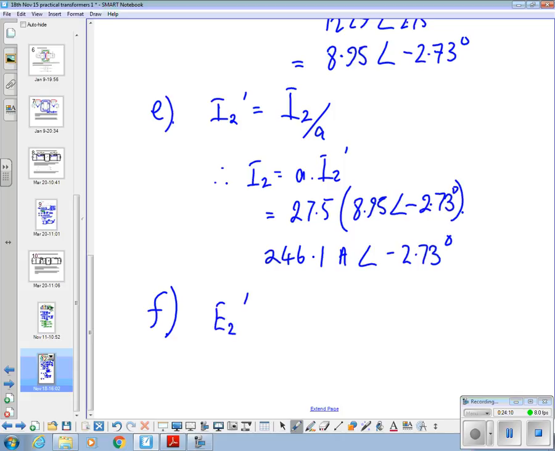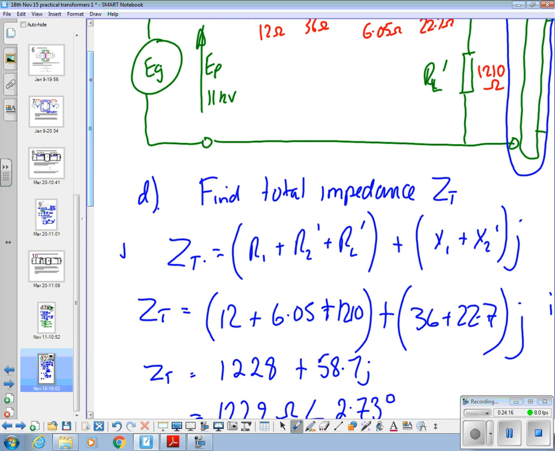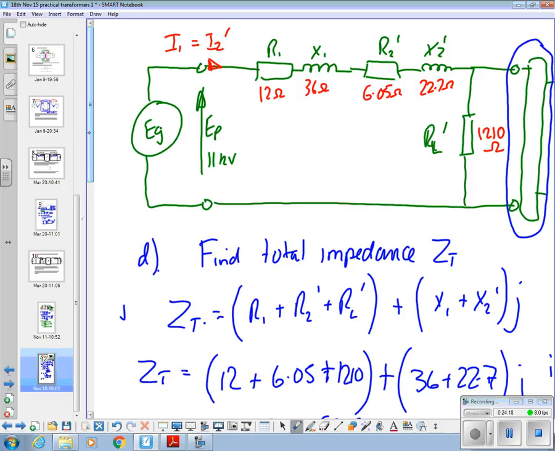We found the current, so what we need to do now is find E2, don't we? So how to do that? If we can find E2 dash, which would be this voltage across here, across the load, we can transfer that back to the other side and then use that with the current we just calculated to calculate the actual apparent power delivered to this load. Agree or not?